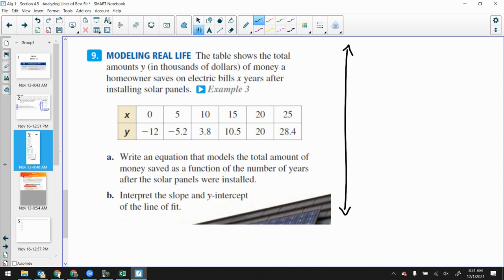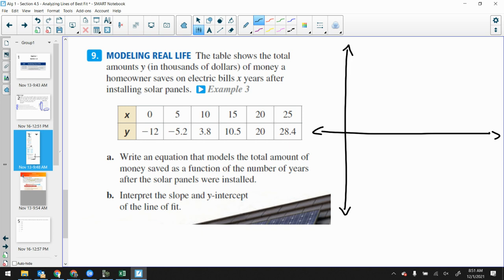Those solar panels probably cost me a lot of money, didn't they? How much money do you think it cost them? A lot. Based on the table, $12,000. That's probably what it cost them for installation and everything. That's why it's a negative, because they are in the hole $12,000. It's going to save them money on their electric bill, but only in the long run. Okay, so let's graph it and see what that looks like.